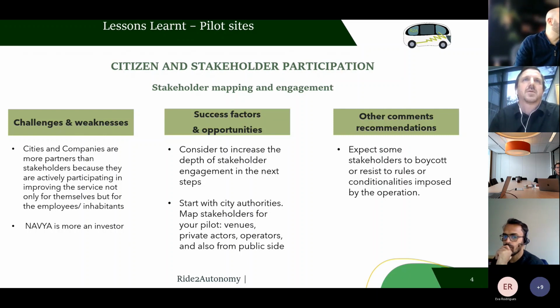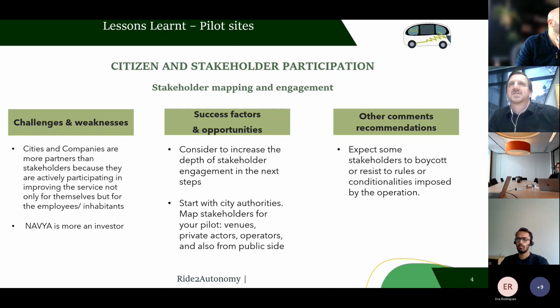The cities and companies are partners. They're more partners than stakeholders because they're actually participating, and they have a stake in what comes of this, because they're also working for the employees and the inhabitants of the city to participate in the service. And the distinction was made that Navia is more of an investor.